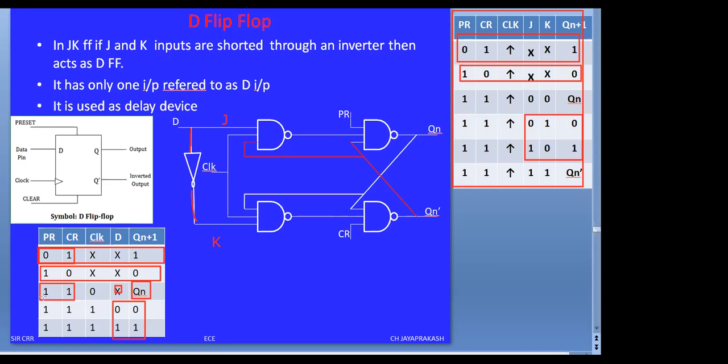The final condition we are checking is when preset equals 1, clear equals 1 and clock equals 1, that is, the clock is positive edge trigger. If you observe, this is the positive edge trigger clock. When the clock equals 1 and D equals 0, the 0 will be complemented and given to K. What happens in the 0 1 condition? This will be the 0 1 condition.